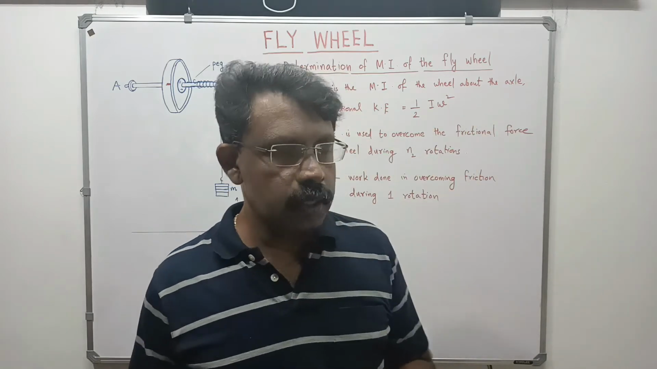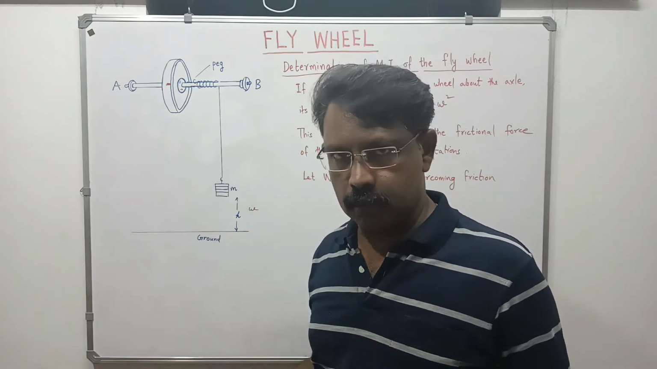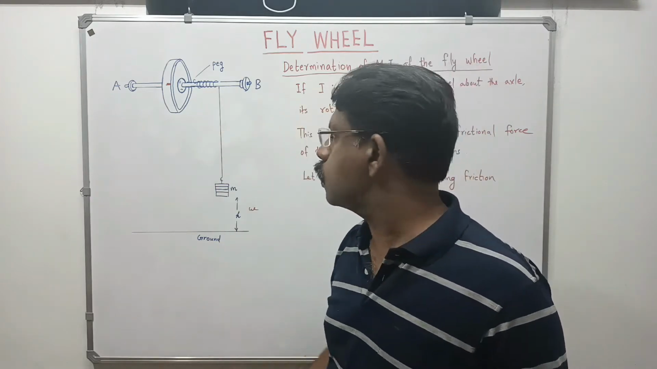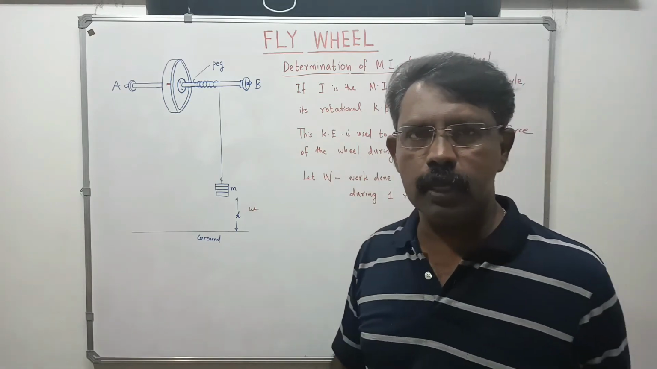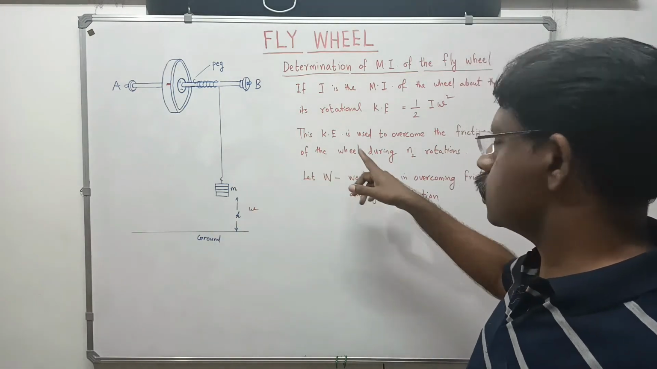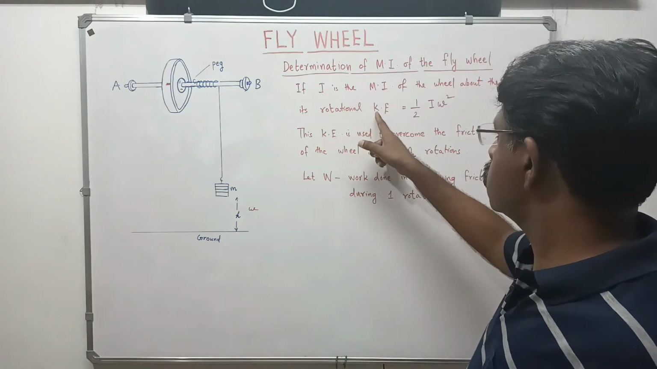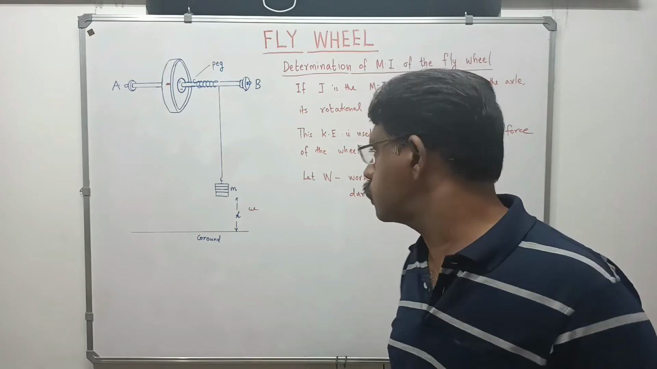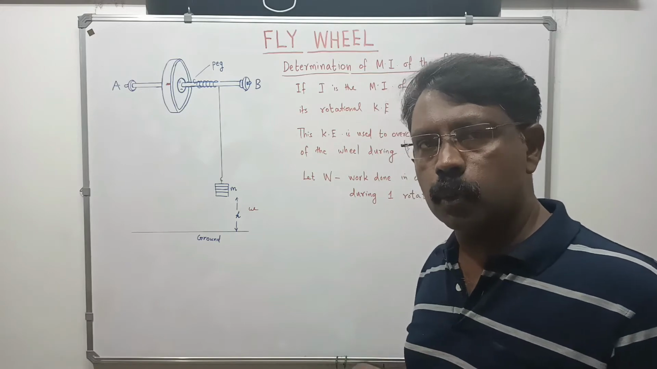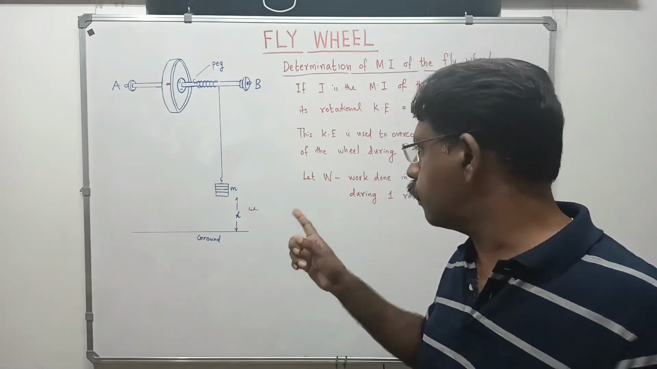Now what is this kinetic energy used for? We know that when the flywheel is rotating there is friction coming in. So to overcome this friction this kinetic energy is used. So I can write this kinetic energy is used to overcome the frictional force of the wheel during n2 rotations. During n2 rotations there will be a certain amount of frictional force, and this rotational kinetic energy is used to overcome it. So we are assuming that W is the work done to overcome the friction during one rotation.